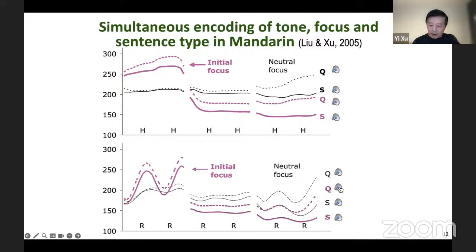And we're sure that listeners can hear all three functions clearly because we did a perception experiment. And that shows that for both focus and question intonation, listeners can hear them clearly.